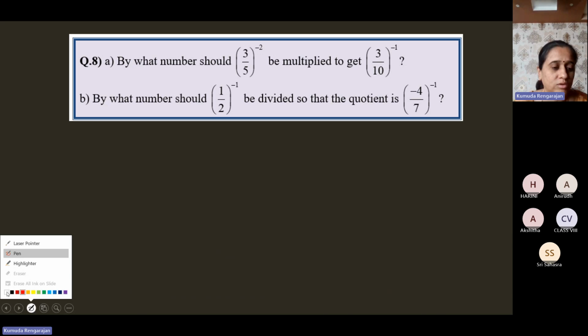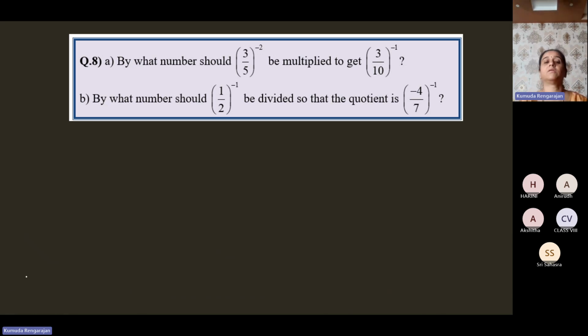So we have a little more to complete in exponents. And then we'll start a new chapter, linear equations.